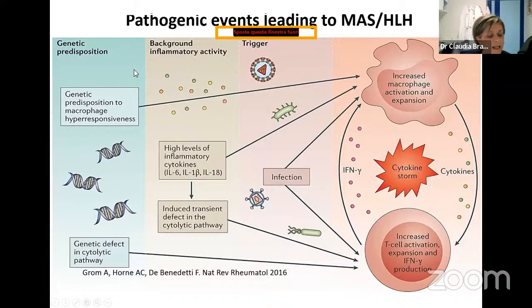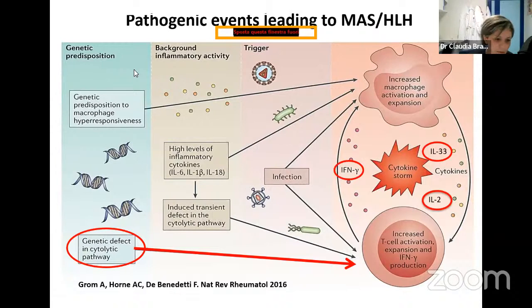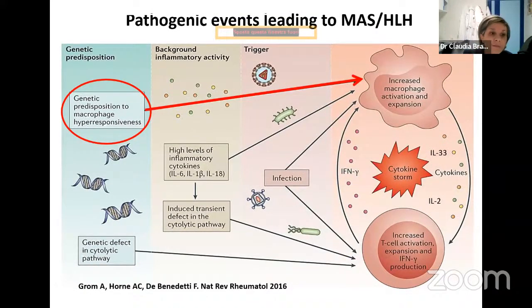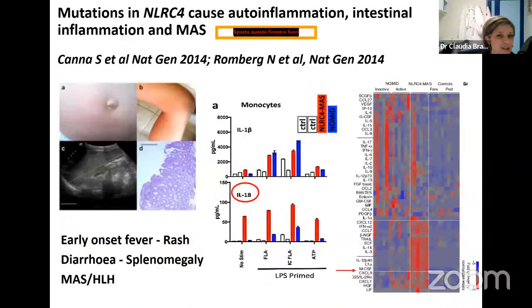So in the pathogenic mechanism of MAS and secondary HLH, the genetic contribution is quite important and can act in different ways depending on the form. In the primary forms, the genetic defect in the cytotoxic pathway can directly activate T cell activation, proliferation and expansion, and can be directly responsible for the cytokine storm. But in some conditions, there is a genetic predisposition to macrophage activation, and these are two diseases that Dr. De Benedetti already presented, particularly the NLRC4 disease.